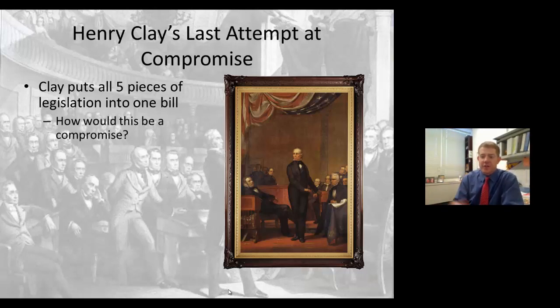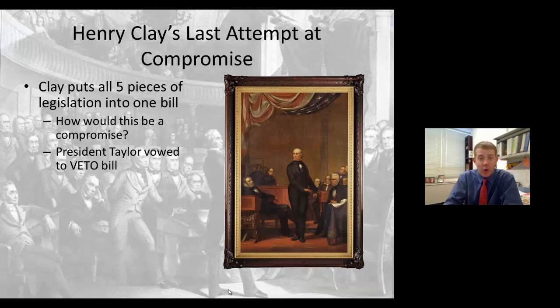And what I want you to think of is, if the Fugitive Slave Act is a part of it and Northerners have to vote for it and Southerners have to vote for it, are they compromising? Or you think of something like ending the slave trade in D.C. If they have to both vote for it, is that a compromise? And Henry Clay believed that that was the best way to get them to compromise.